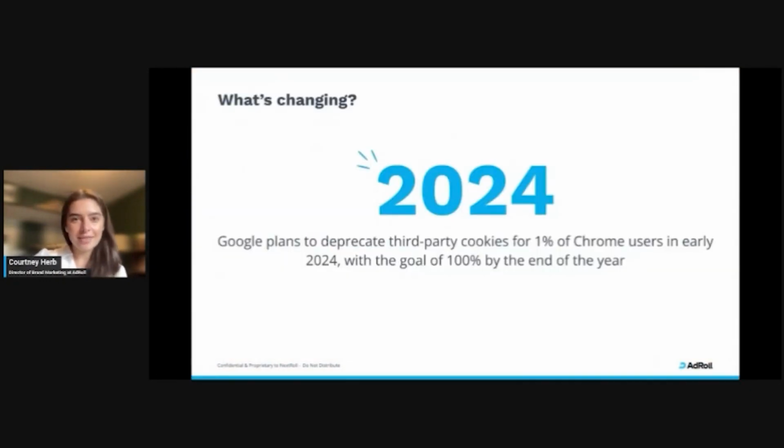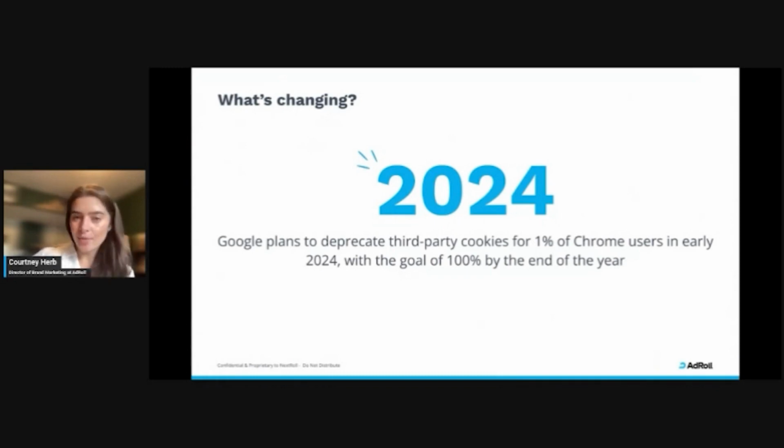So, unless you've been living under a rock, you're probably aware of Google's announcement that they are deprecating all use of third party cookies for their advertising in 2024. And this is beginning with 1% of users in Q1 of next year. So, sometime early in 2024.